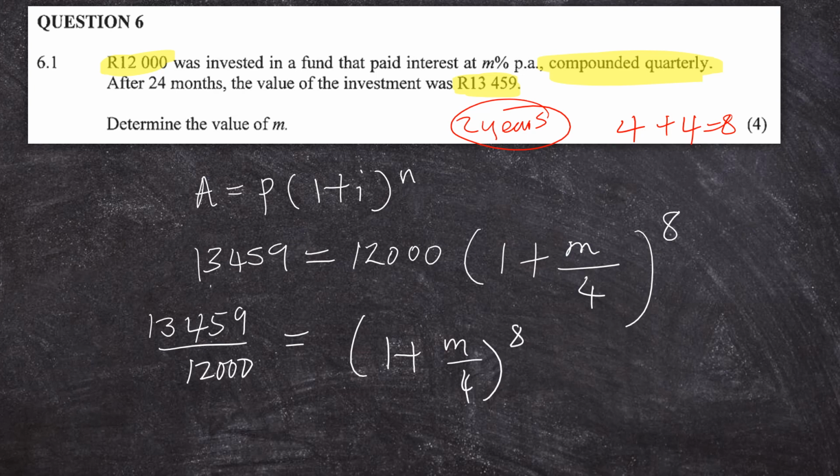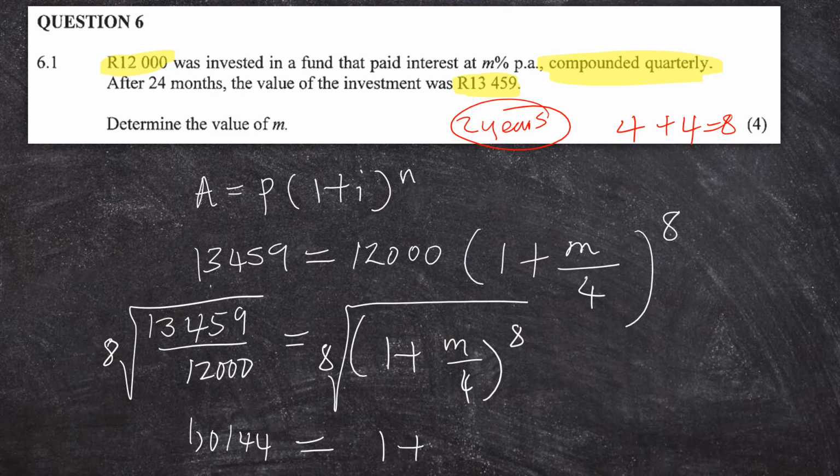How can we get rid of that exponent 8? By applying the what? The 8th root both sides. Okay, because we'll know it will be the same as 8 over 8 in the exponent, which will cancel that exponent. Okay, so we are left with, let me just punch my calculator on the left hand side, we have the 8th root of 13,459 divided by 12,000, which is giving me 1.0144. Okay, so this side will have 1 plus M over 4.